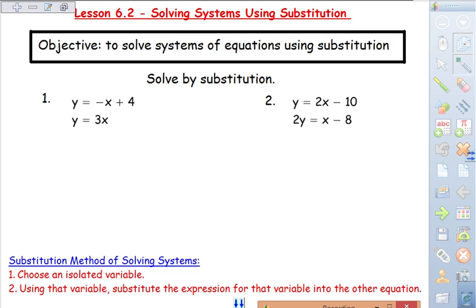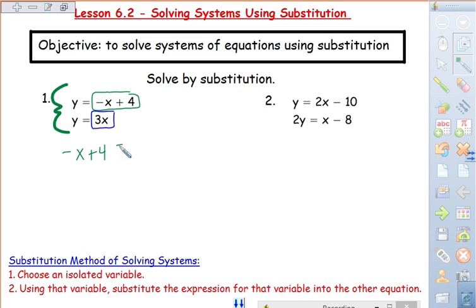Question number 1 says y equals negative x plus 4 and y equals 3x. This is a system. So what we're going to do is use a method called substitution. Notice they're both equal to y. So this is equal to y, and this is equal to y. Since they're both equal to y, they're both equal to each other. So negative x plus 4 is equal to the blue box, 3x. Then we have an equation we can solve.